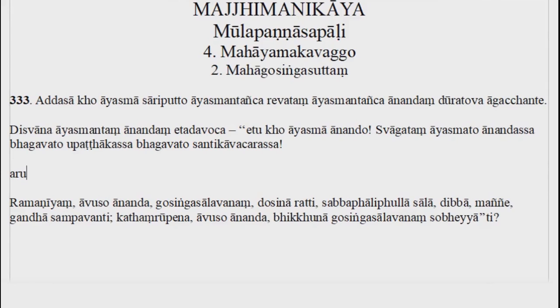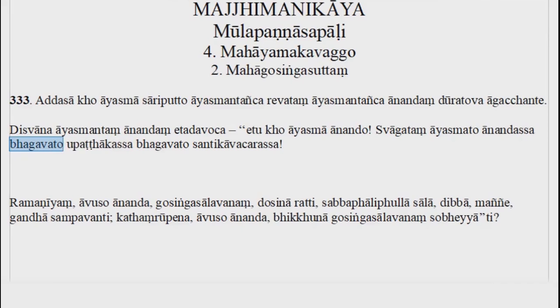Now here, the welcome is followed by the dative case, ayasmato anandasa. So, welcome to the Venerable Ananda. We've now had the nominative, the accusative, and the dative of ayasmant. But Sariputta goes on to describe Ananda with two other adjectives, upatakasa. So, upatakasa is in the same case as anandasa, because it's an adjective. Upataka is a caretaker or a personal attendant. Greetings to the Venerable Ananda, the caretaker.